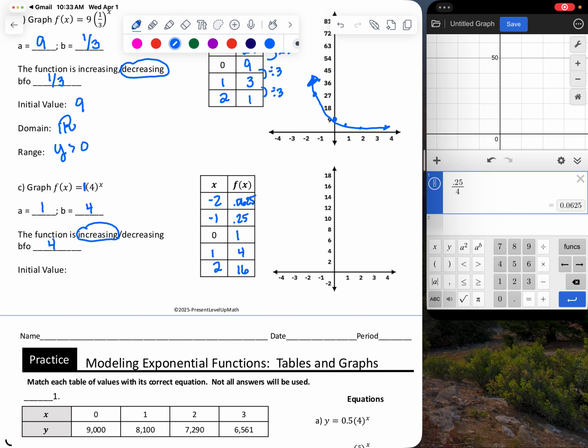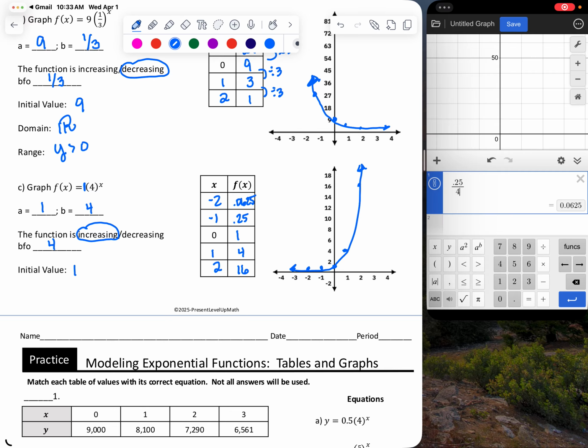So when I plot this, (-2, 0.0625) would just be barely above the x-axis. Then (-1, 0.25) would be just above that. (0, 1) would be right here. (1, 4) right here. (2, 16) way up here. So this function looks something like that. Oh, we never filled in our initial value, excuse me.